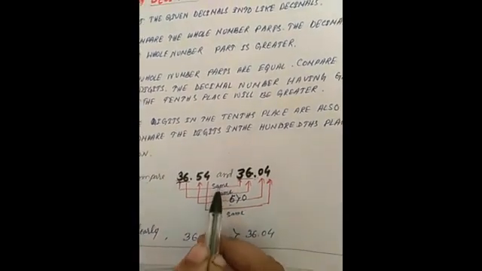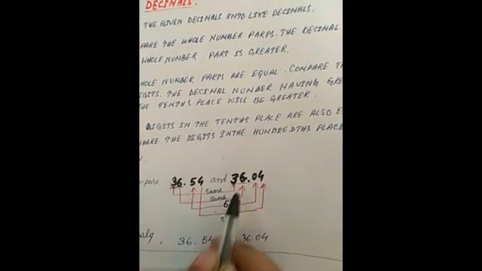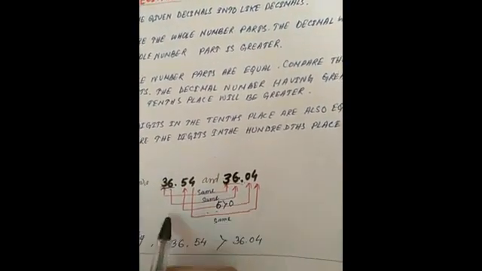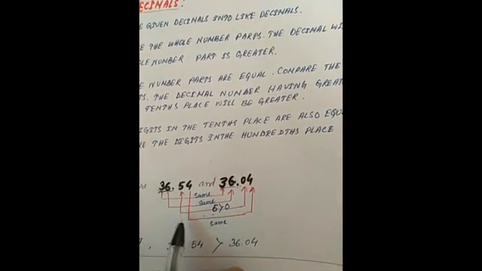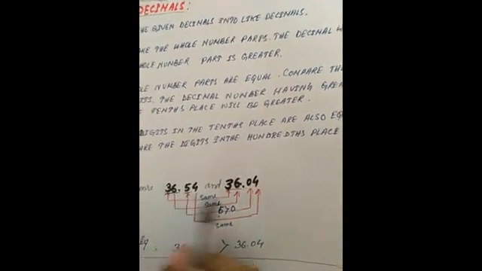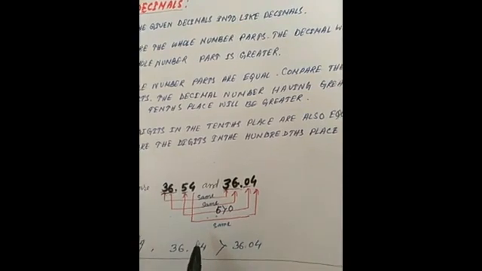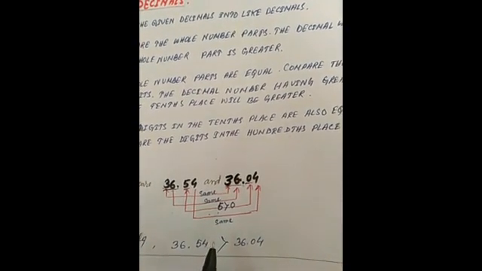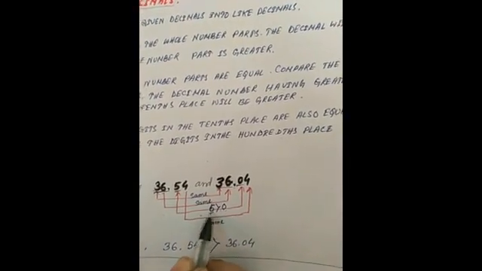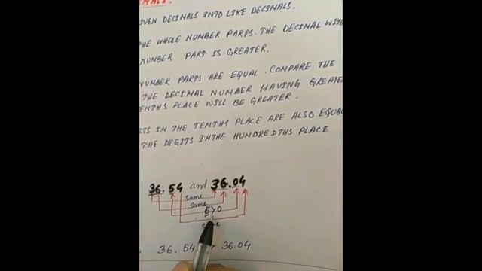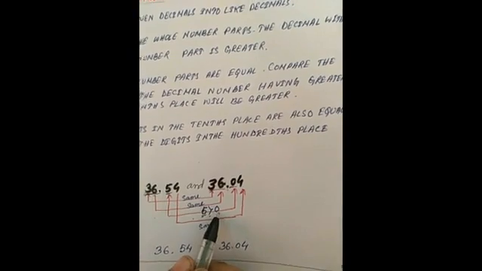Now 3 and 3 are the same, 6 and 6 are also the same. Now we'll look after the point. Here you can see 5, but here it is 0. So is 5 the greater number or 0? Yes, obviously 5 is greater than 0. So 5 will be the greater number.